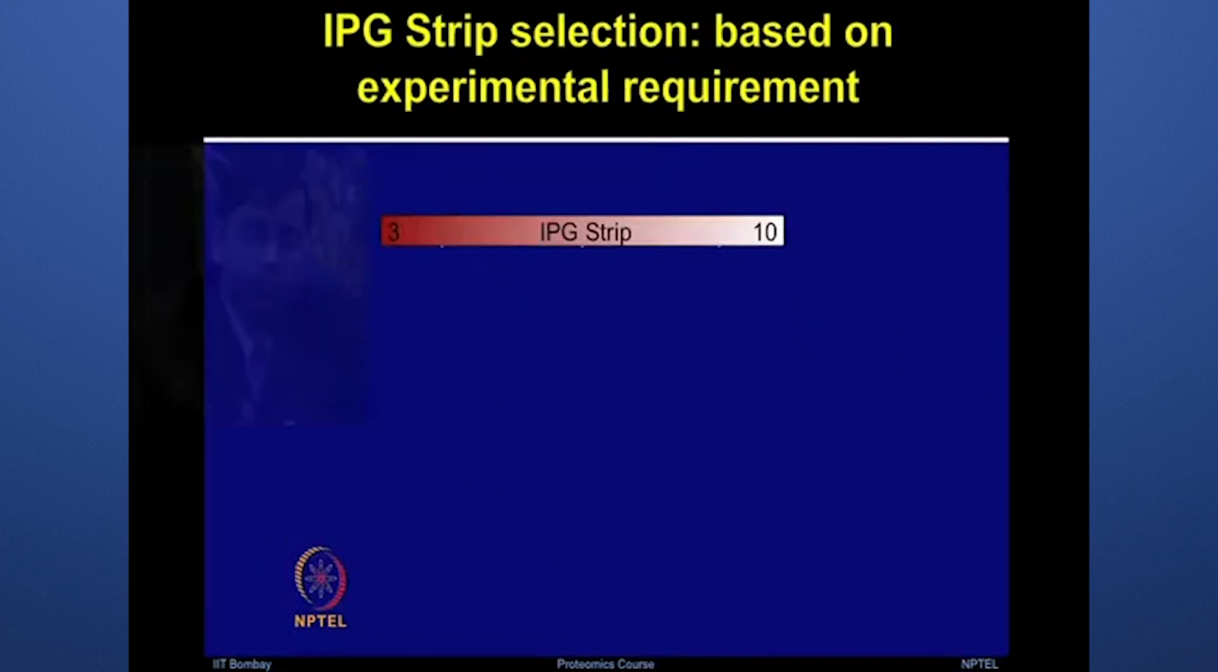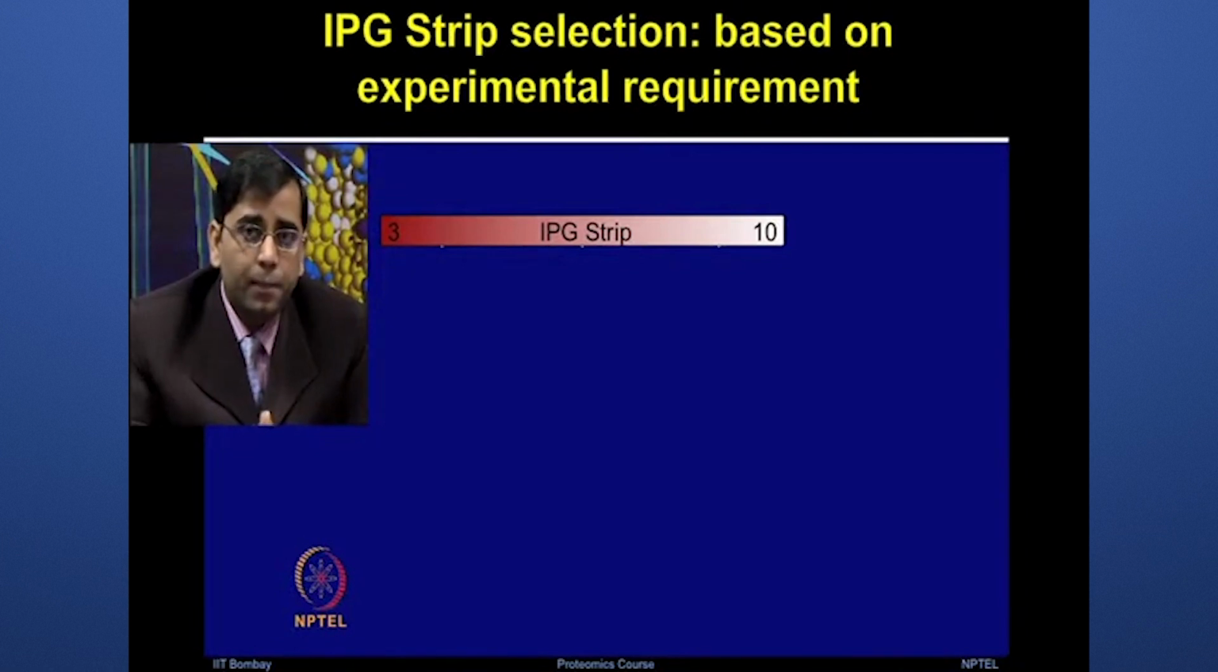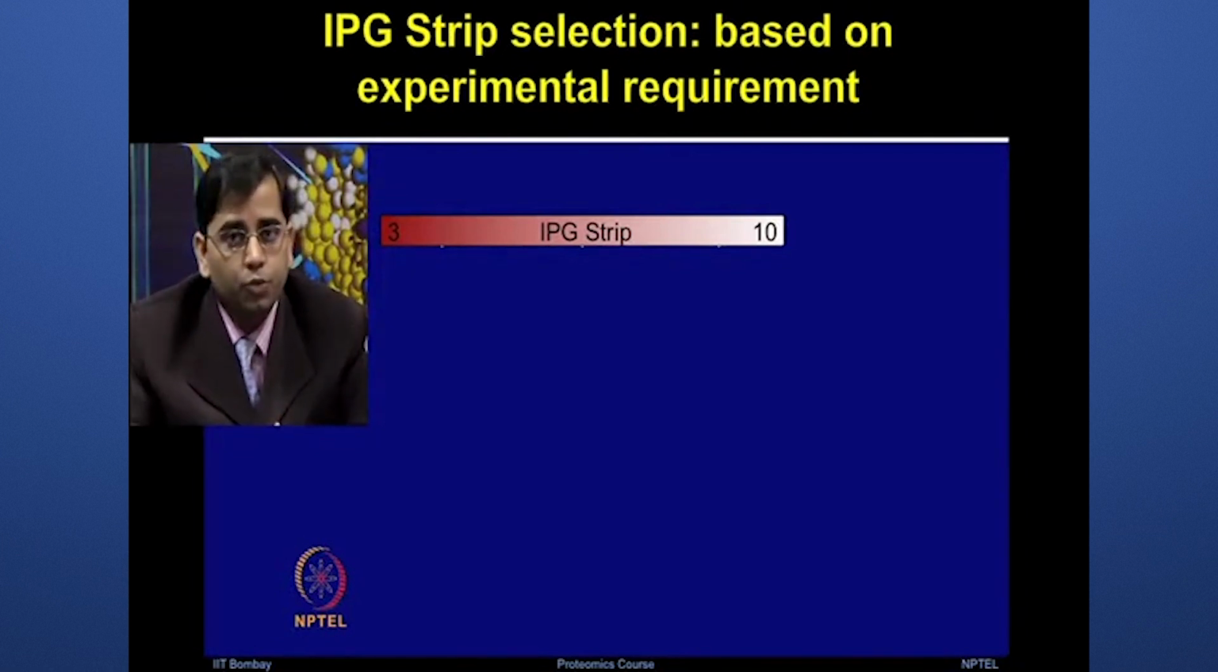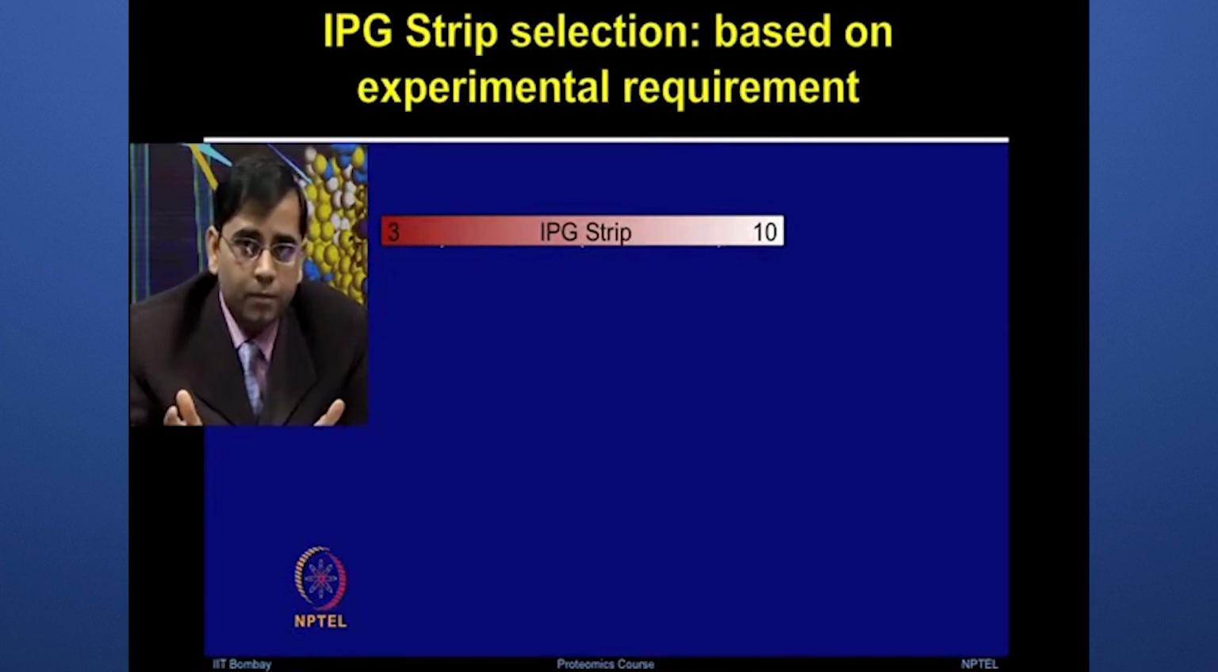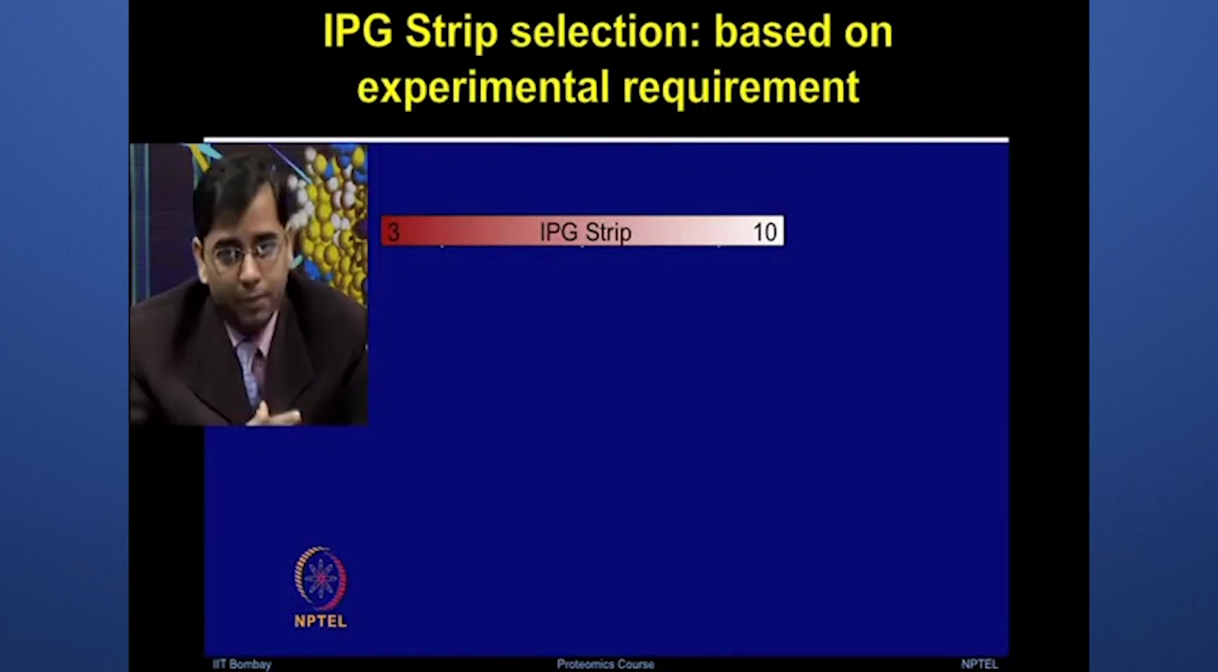So, people perform different types of experiments, and depending on the type of problem they want to study, one can apply different types of IPG strip. For example, if you have no clue about what protein range you want to separate based on the pH gradient, then one should start with a broad range IPG strip, for example 3 to 10. But if you know that you are mainly interested in the physiological pH, maybe 4 to 7 could be a better choice, where you may lose a few protein spots, but your resolution and separation will be much better.